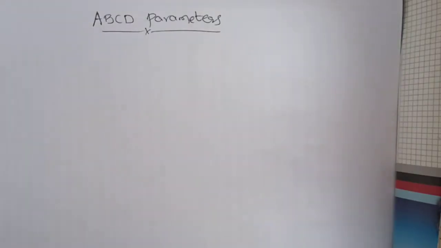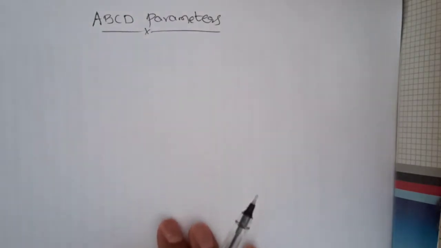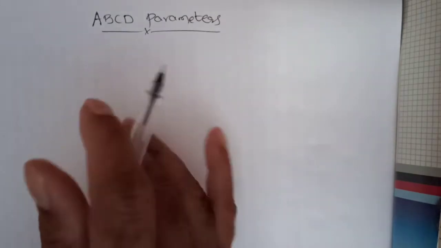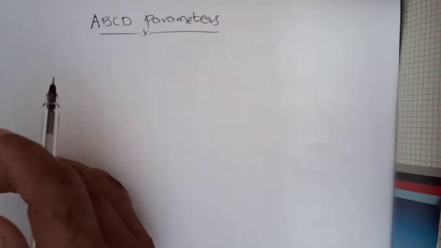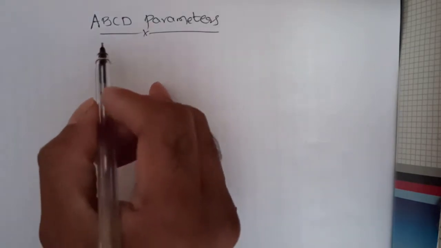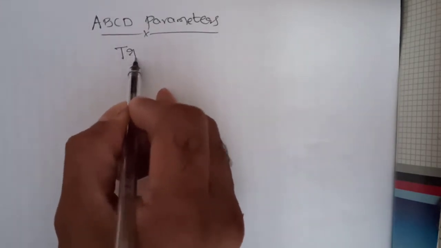Hello everyone. In last class we discussed H parameters and how to find the H parameters for the given network. In today's class we are going to discuss ABCD parameters. These parameters are also called transmission parameters.